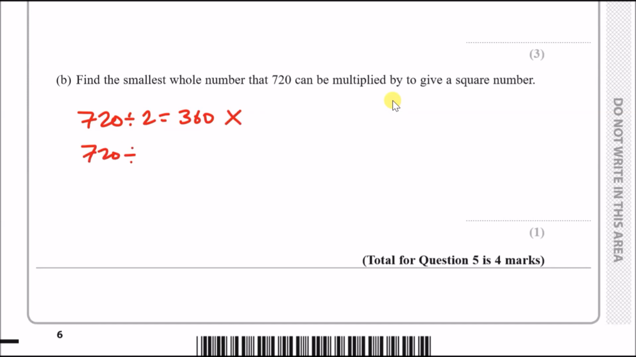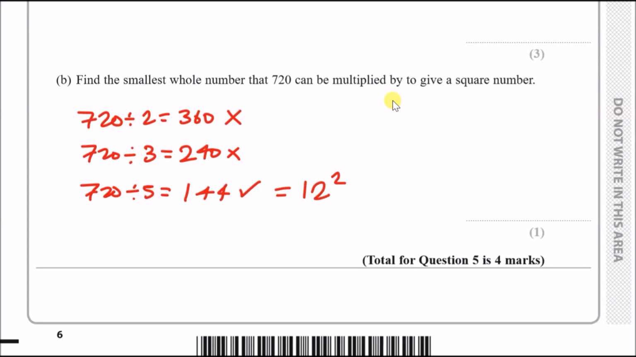Divide 720 by, the next one was 3. So 720 divided by 3, I should know this mentally. You get 240. That's not a square number. Divide 720 by 5, you get 144. Yeah, actually that's a square number. That's the same as 12 squared.